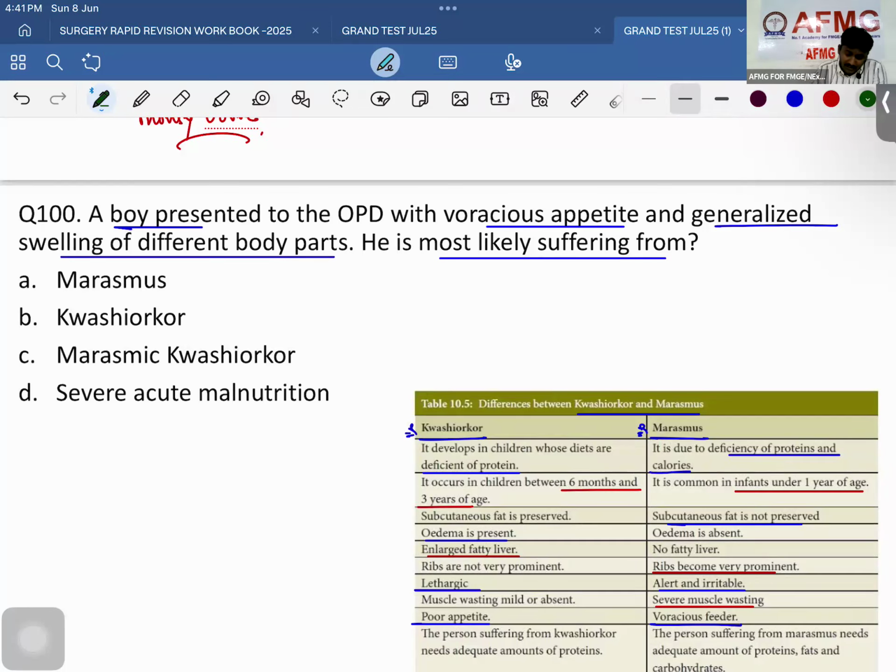Okay? Now this patient has voracious appetite, that is suggestive of marasmus, and generalized swelling, that is edema, that is suggestive of kwashiorkor. So the better answer to be marked will be option C, that is marasmic kwashiorkor.